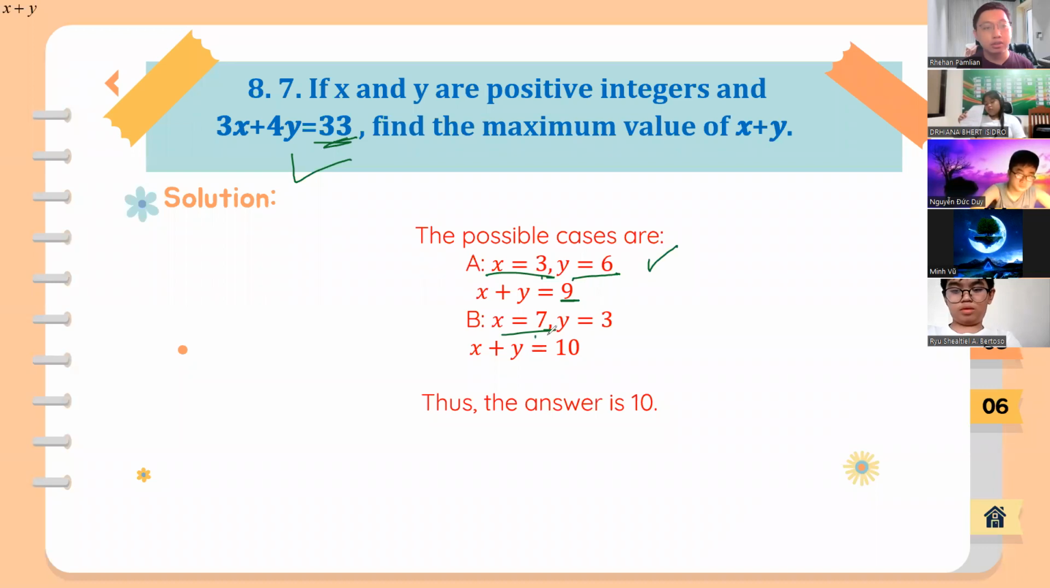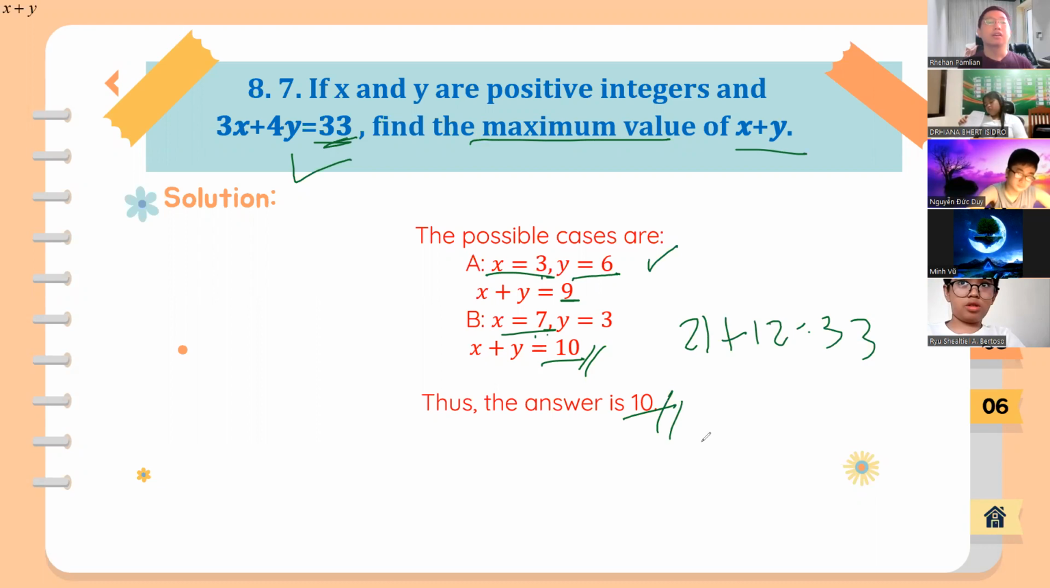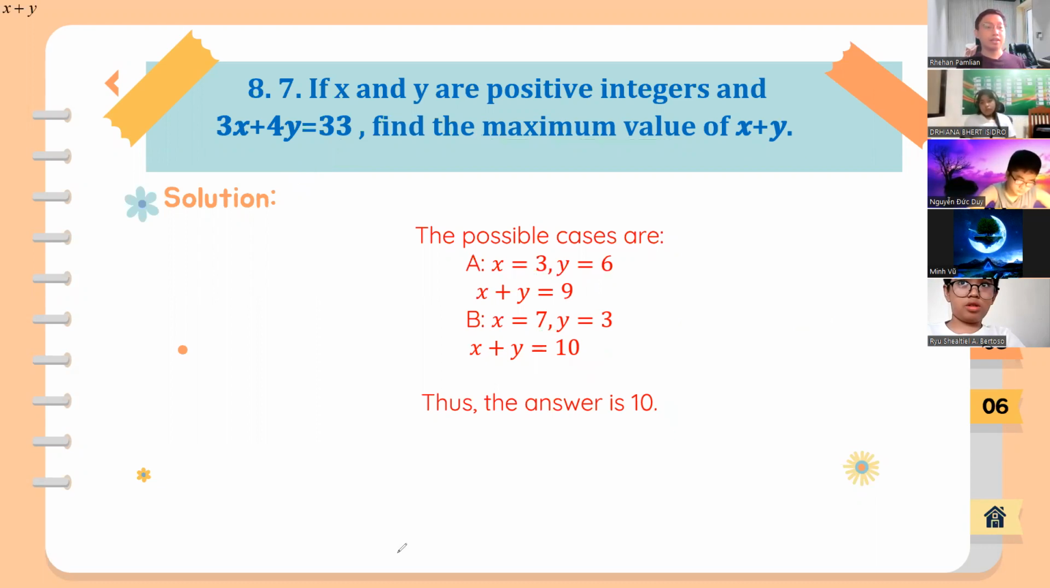So when you use x equal to 7, you'll have 7 times 3 is 21. So 21 plus 3 times 4 is 12. So that is also 33. So in short, 7 plus 3 is 10. So this is now the largest number that we can achieve. So the maximum value of x plus y, which is the largest one, should be 10. Okay, that's the final answer, guys. It's 10. Do you guys understand?